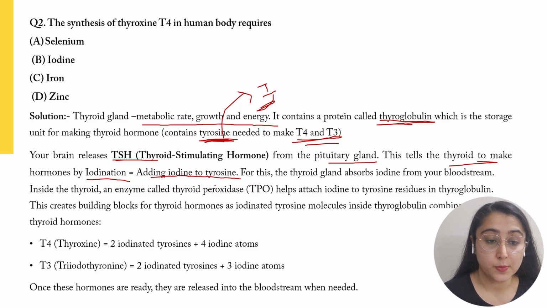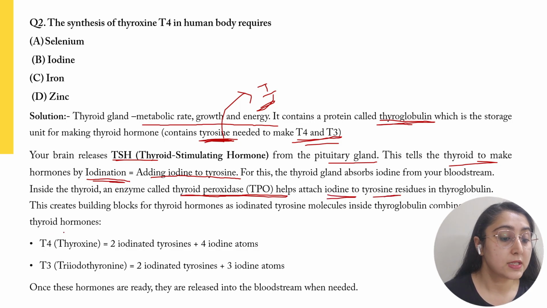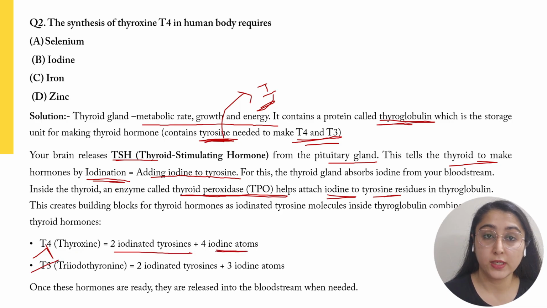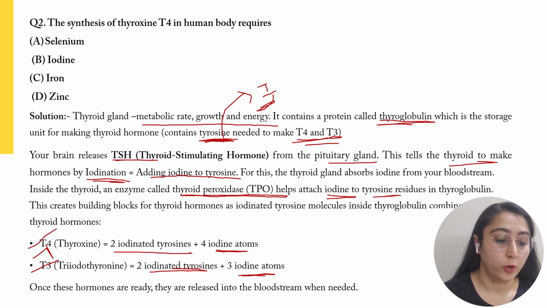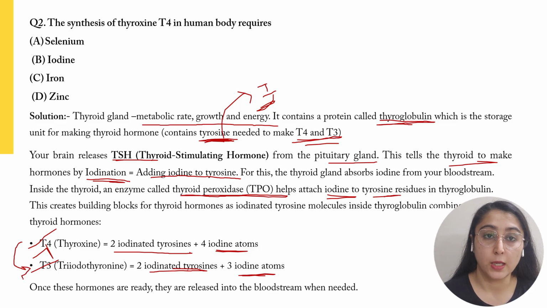This happens by a process known as iodination, which involves an enzyme known as thyroid peroxidase. This enzyme helps the iodine attach to the tyrosine, and they form the thyroid hormones T4 and T3. T4 is basically 2 tyrosine groups combined with 4 iodine atoms, and T3 is 2 tyrosine groups combined with 3 iodine atoms. Now T4 is the less active form and it needs to be converted into T3, which again takes place in the body with the help of enzymes.